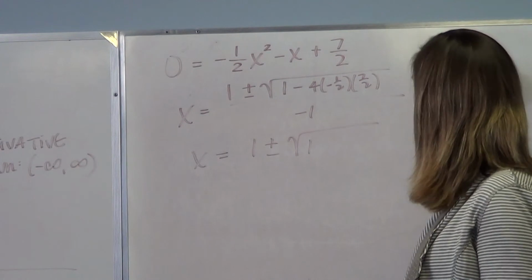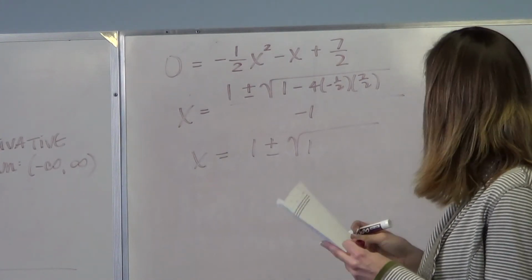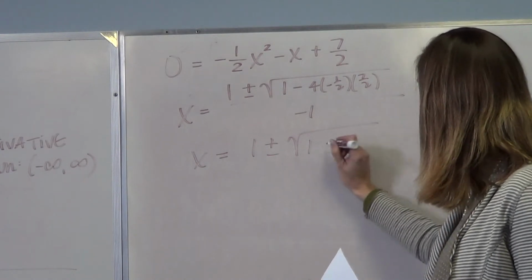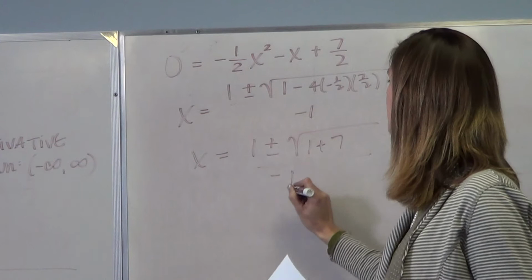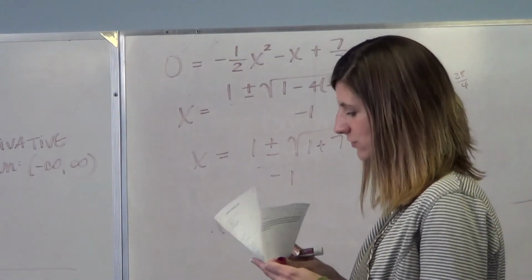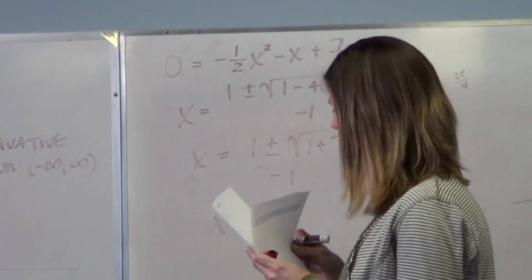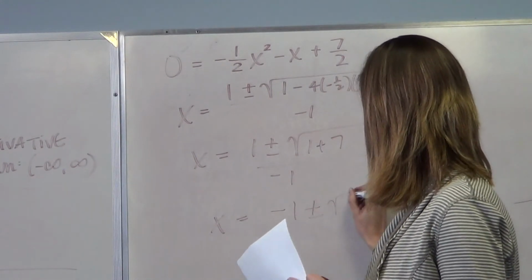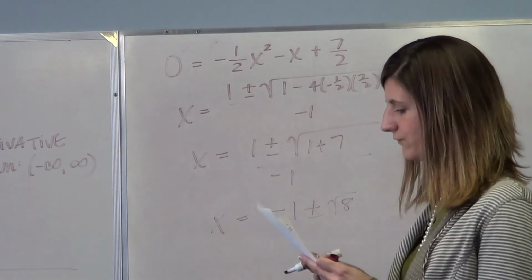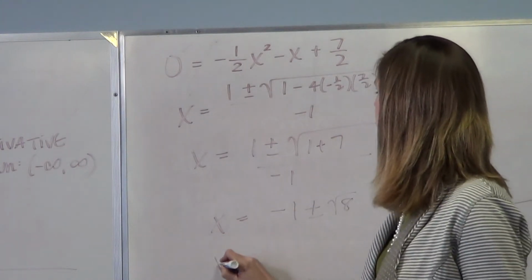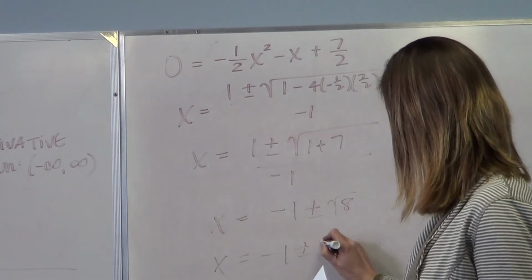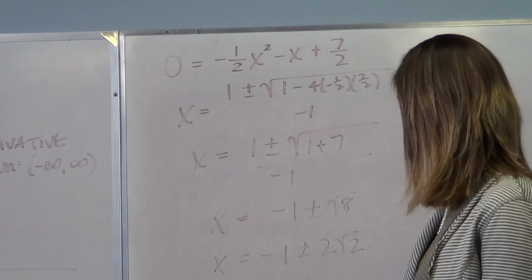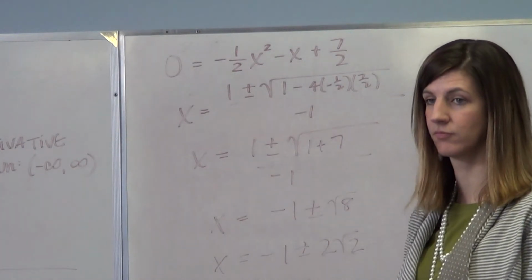Oh, that's not bad. What was it, negative? No. 28 over 4, so 7. Oh, that's not bad. So it's basically -1 plus or minus the square root of 8, or -1 plus or minus 2 root 2.